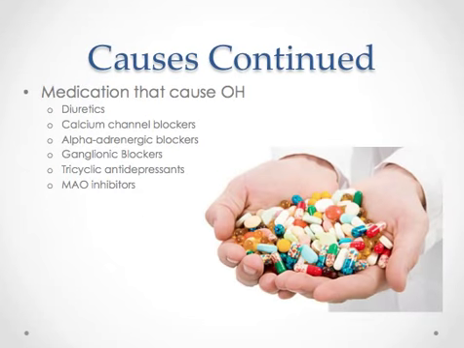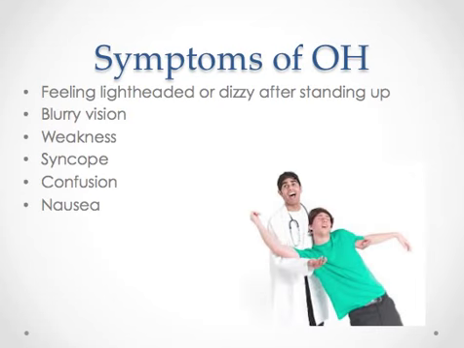Medications can also cause orthostatic hypotension, namely diuretics, tricyclics, antidepressants, and so forth. Any medication you take can have a side effect, and for some of these medications listed here, the side effect is orthostatic hypotension. What are the symptoms of orthostatic hypotension, you say? Well, feeling lightheaded or dizzy after standing, blurry vision, weakness, syncope, confusion, and nausea are some of the symptoms.